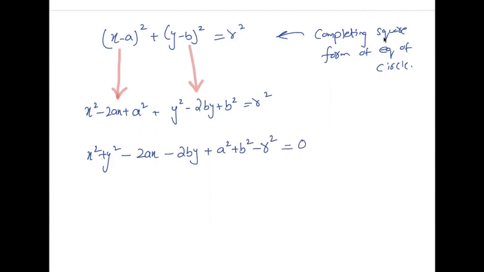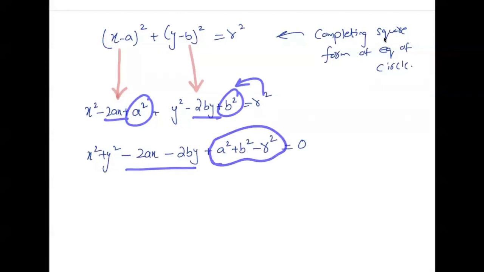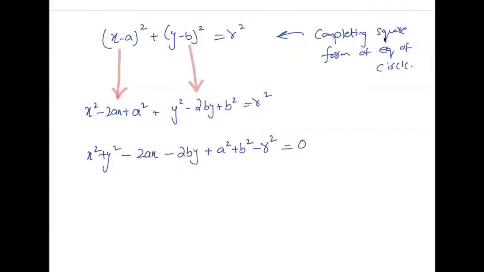Can you make sense of what I have done over here? Do you understand how it's working? Yes, sir. You just rearranged them. I have taken x squared plus y squared over here, minus 2ax minus 2by plus a squared plus b squared minus r squared. Okay, sir. Understood.